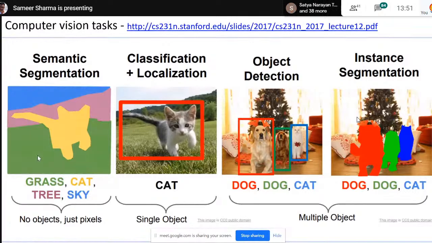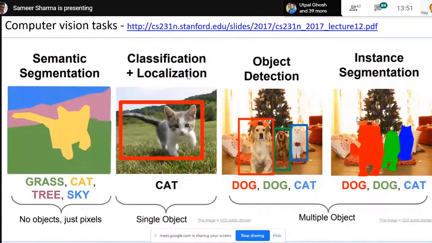belongs to. On the left you can see, every pixel, okay, this entire thing is grass. The entire magenta or purple thing is actually a forest, and a bunch of trees are seen. Then blue is actually sky, and then this is the entire cat. This is called semantic segmentation.